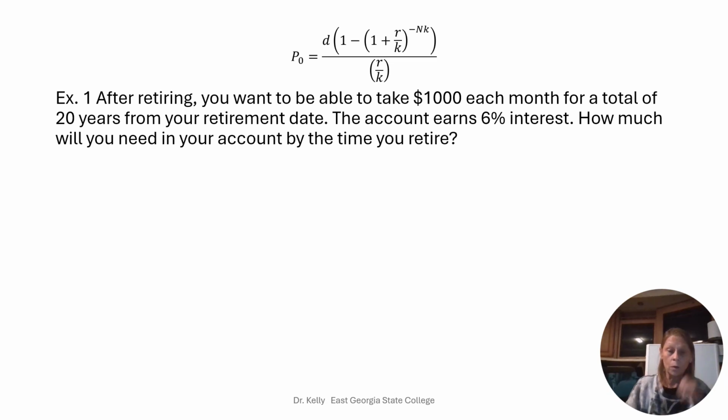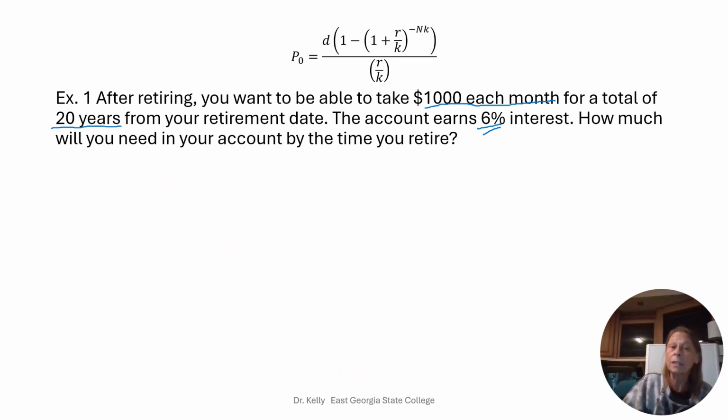Okay, so let's look at our first example here. It says after retiring, you want to be able to take $1,000 each month for a total of 20 years from your retirement date. The account earns 6% interest. How much will you need in the account at the time of retirement?